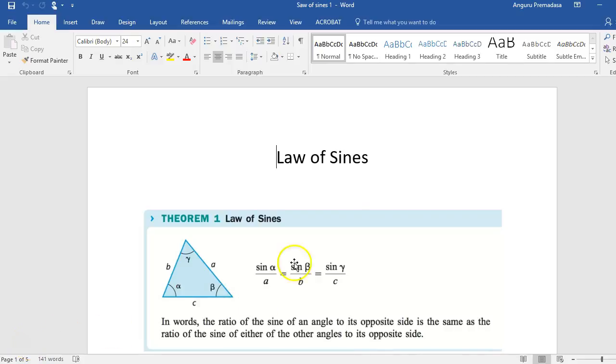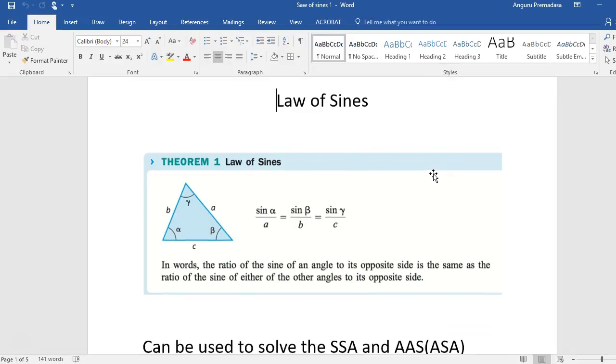Hi, so this is my video on the law of sines. Earlier in this course, we learned how to solve right-angled triangles using SOH CAH TOA, and the law of sines is used when the triangle is not right-angled. So the question is how we actually solve a triangle which is not right-angled. Let's take a look at this.